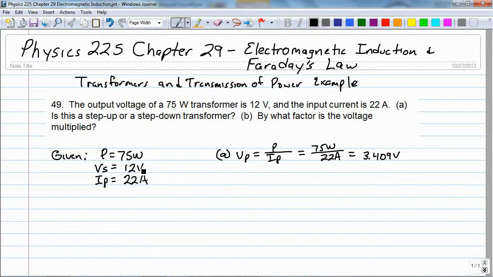And since the potential in the secondary is 12 volts and the potential in the primary is 3.5, then Vs is greater than Vp, and in that case this has to be a step-up transformer.